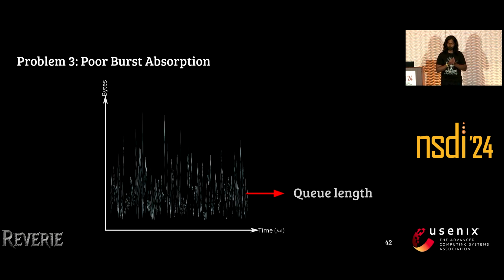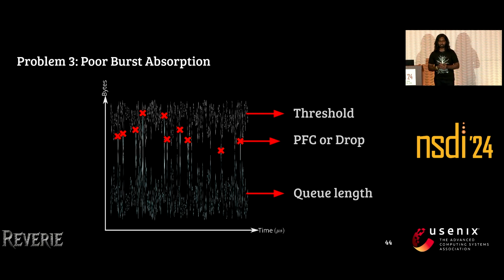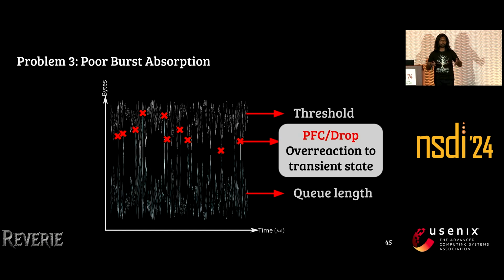Finally, why does burst absorption suffer in this architecture? We dig into this and find that the culprit here is the instantaneous queue length, which actually fluctuates quite a lot because of the traffic pattern. Thresholds are a function of queue lengths and the buffer occupancy, which also fluctuate a lot. And the whole admission control essentially overreacts to these transient changes in the buffer.